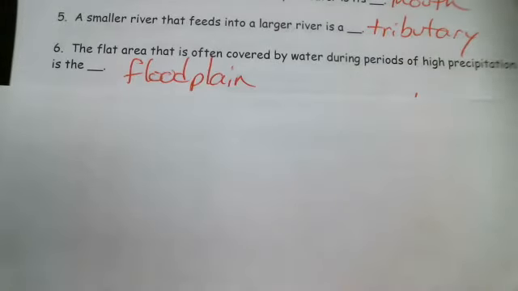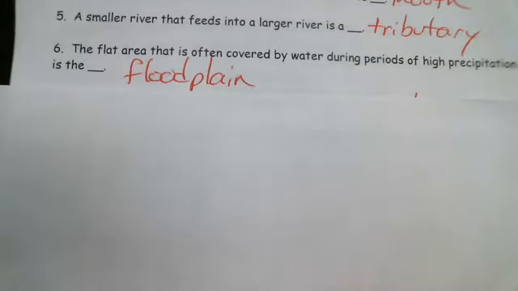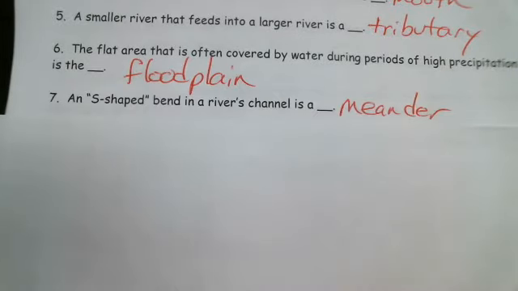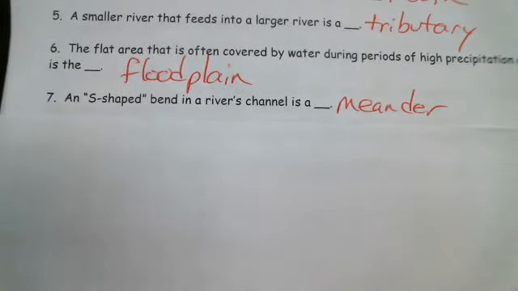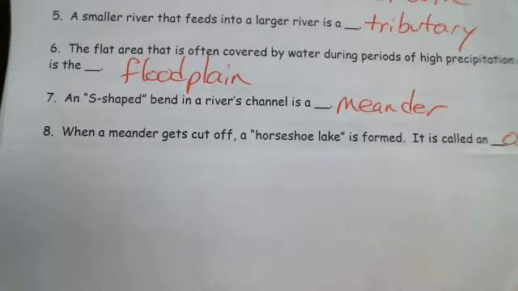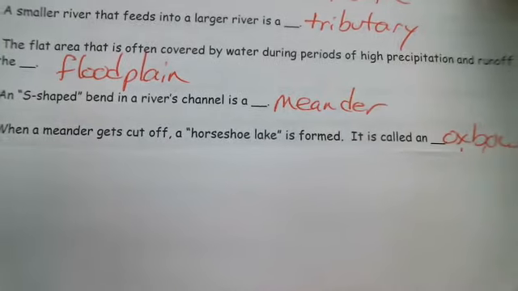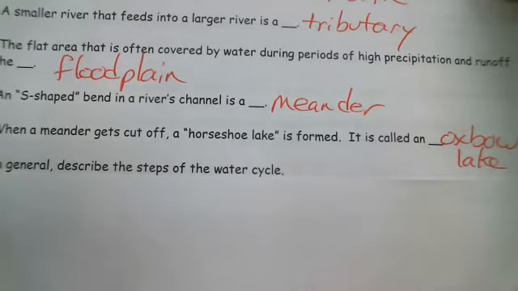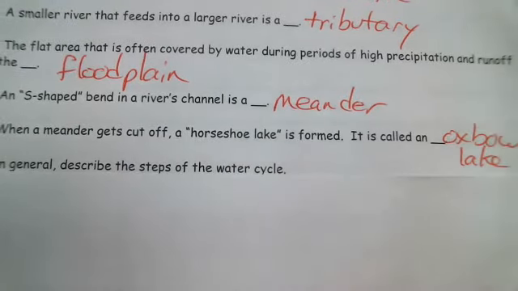The flat area that is often covered by water during periods of high precipitation and runoff is the floodplain. An S-shaped bend in the river channel is called a meander. And remember that meanders can change their shape over time. As they grow bigger and bigger, they can actually connect with one another and create an oxbow lake. Number 8, an oxbow lake.